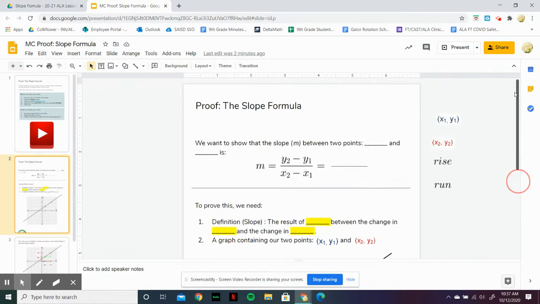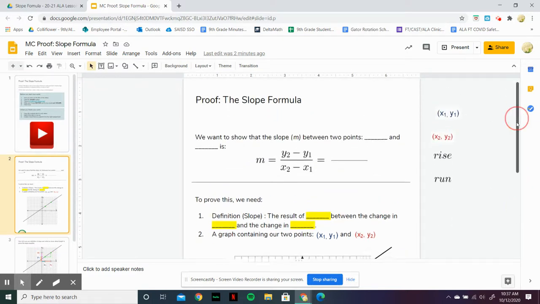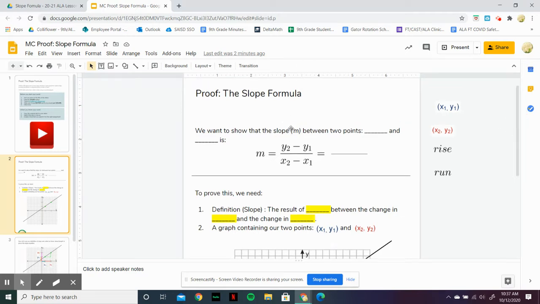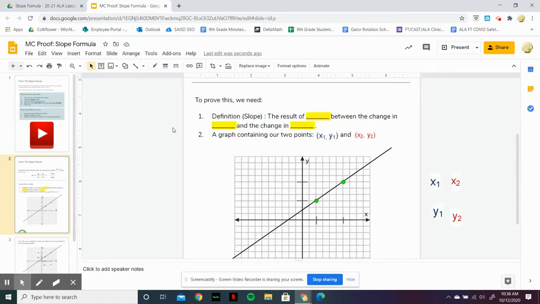So, for the proof of the slope formula, we want to show that the slope, which we call m, the variable m, between 2 points, the first point x1, y1, and the second point x2, y2, is the following equation here. m is equal to y2 minus y1 divided by x2 minus x1, which we also know as our rise divided by our run.